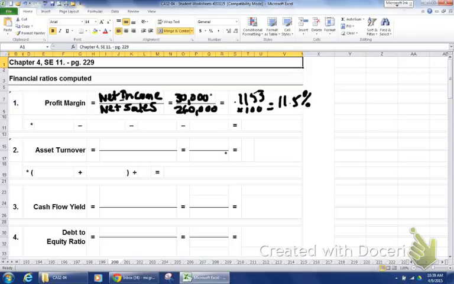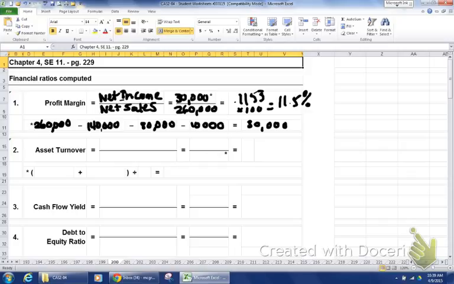So if we wrote this down below, this would look like 260,000 minus 140,000, minus the 80,000, and minus the 10,000 gives us the 30,000 of net income. Okay, so that's our profit margin.